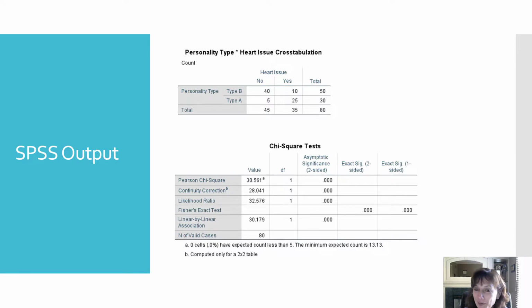That's pretty close. Ours was 30.59 when we did our hand calculations. This is 30.56. Degrees of freedom are 1. We had calculated that before. And notice our significance level is 0.000. If you recall, when our significance level is less than 0.05, that is when we would reject our null hypothesis. So in this case, we do have a statistically significant difference. We have rejected our null hypothesis, and you can see from this output that we got the same results that we got when we calculated this by hand.